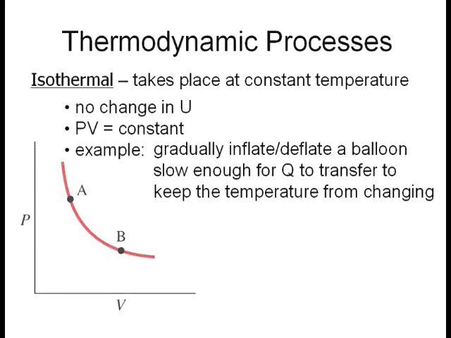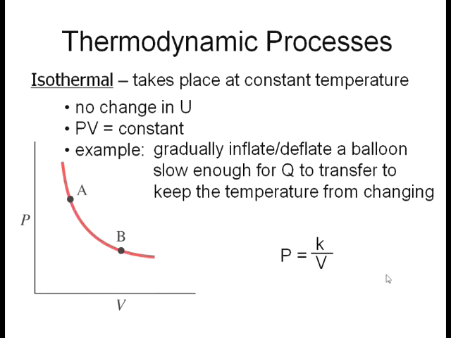This is the isothermal graph. If I go back up here and look at P times V equals constant, I can divide both sides by V, and what we get is the equation for an inverse graph. The PV diagram for an isothermal process is an inverse graph, P equals constant over V.